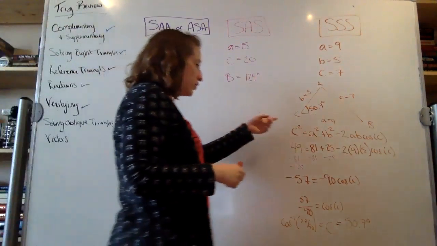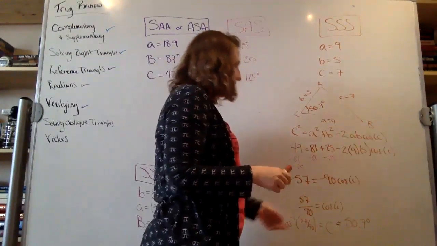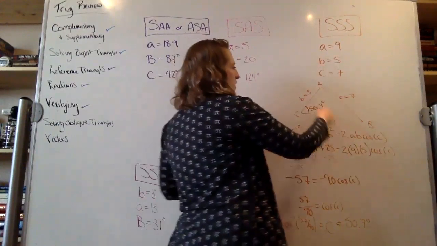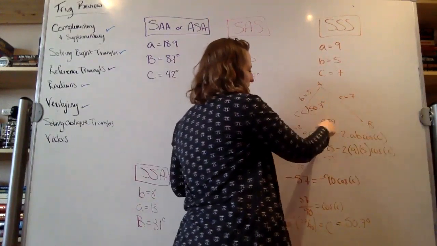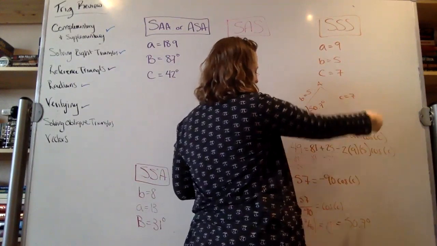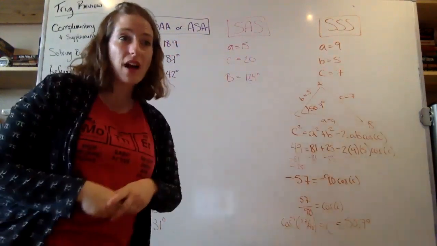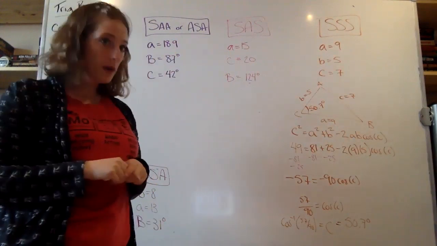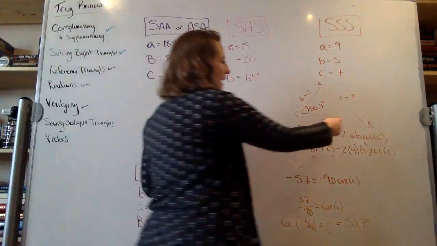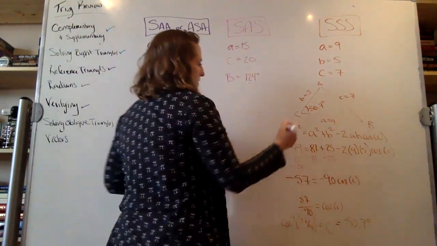We could do law of cosines again, picking a different side. So I could use b squared equals a squared plus c squared minus 2ac times cosine of b to get b. I personally think law of sines is slightly easier to work with. So at this point, I can get angle b using law of sines.